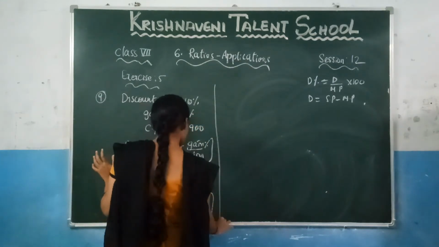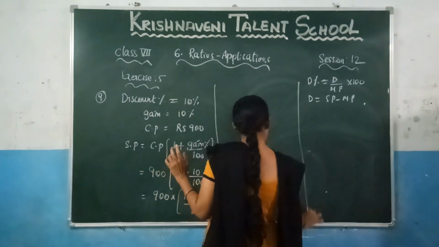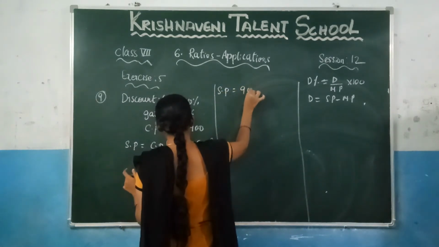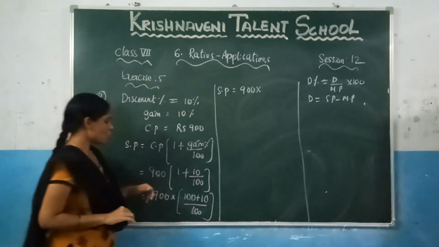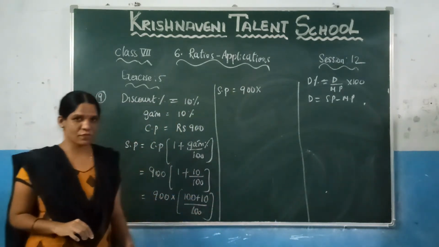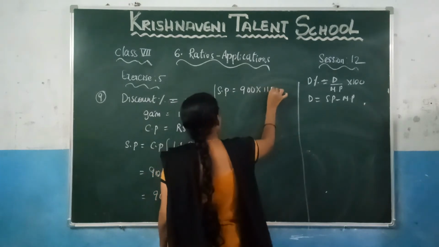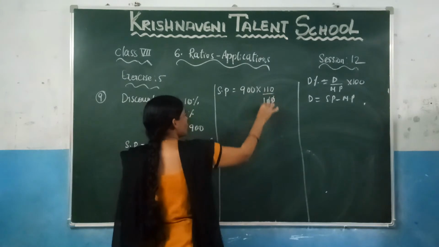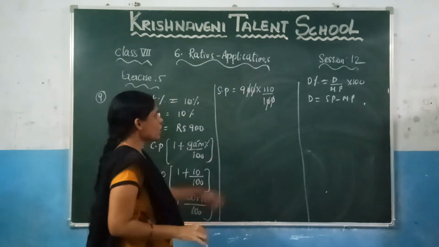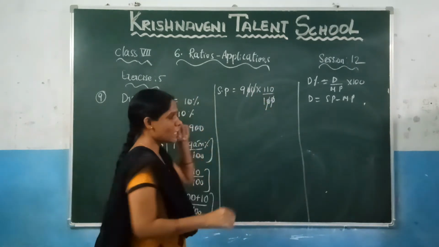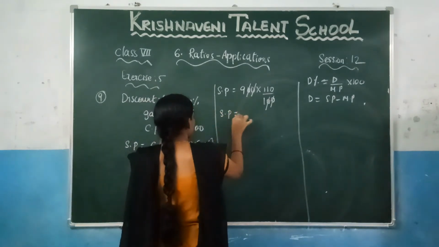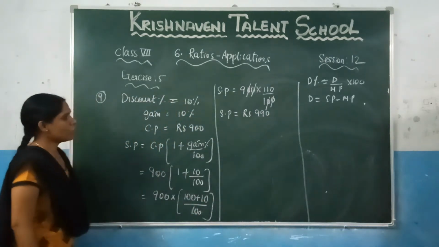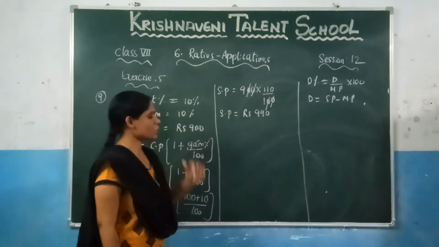Now do the simplification. So what you got here: selling price is equal to 900 into, the value of 100 plus 10, which is 110. So write here 110 by 100. Now do the simplification. The zeros will get cancelled. What is 11 into 9, which is 99. So you will get selling price is equal to rupees 990. Right? Now you got the selling price and you know the discount percentage.